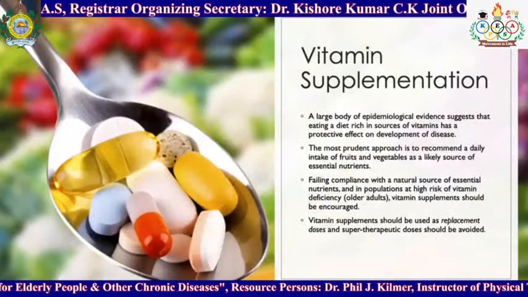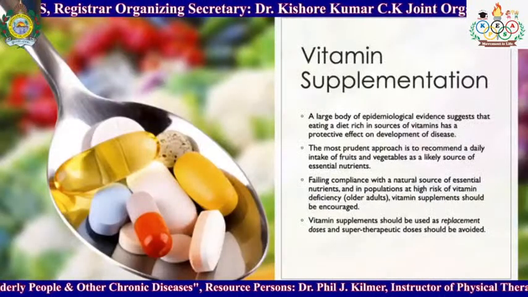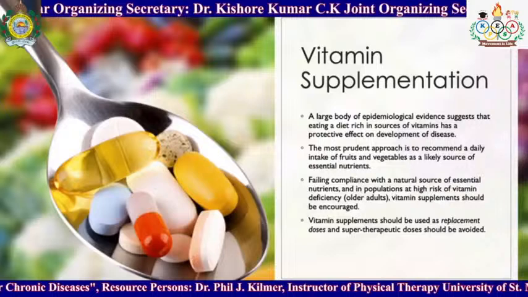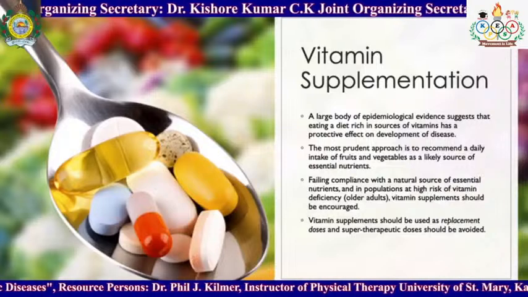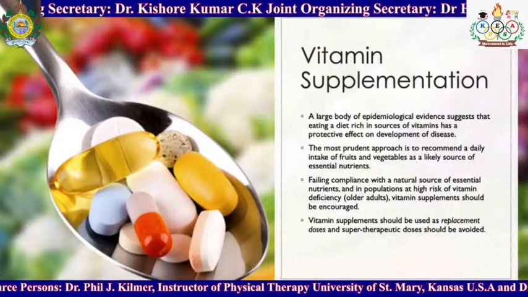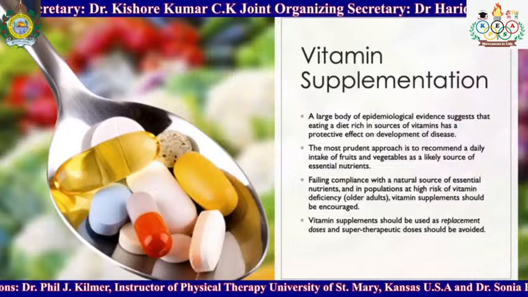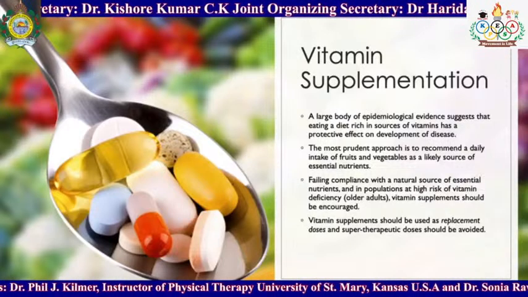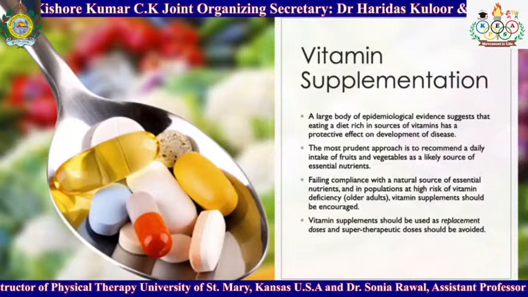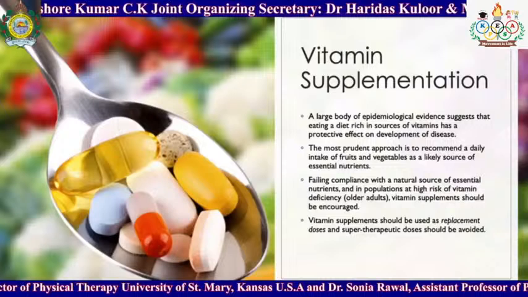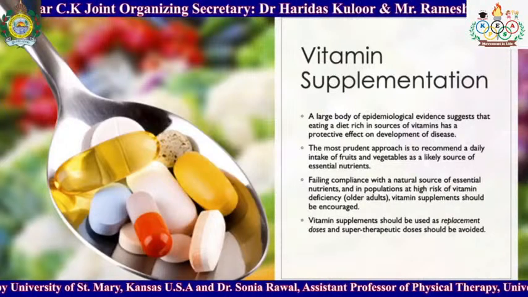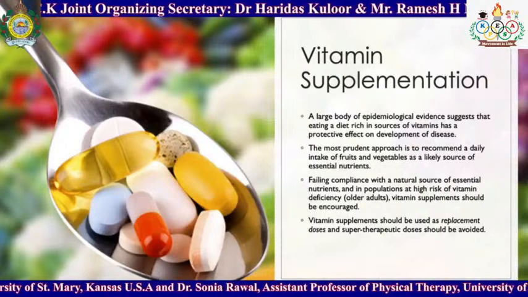Next, we're going to talk just briefly about vitamin supplementation. There's a large body of epidemiological evidence that suggests eating a rich diet, especially in fruits and vegetables, with rich sources of vitamins, has a protective effect on development of disease. So that's where we get a lot of our recommendations for intake of fruits and vegetables for most of these nutrients. However, failing compliance with a natural source of essential nutrients, all populations are at risk for vitamin deficiency, but especially older adults. So vitamin supplements should be encouraged for those patients.